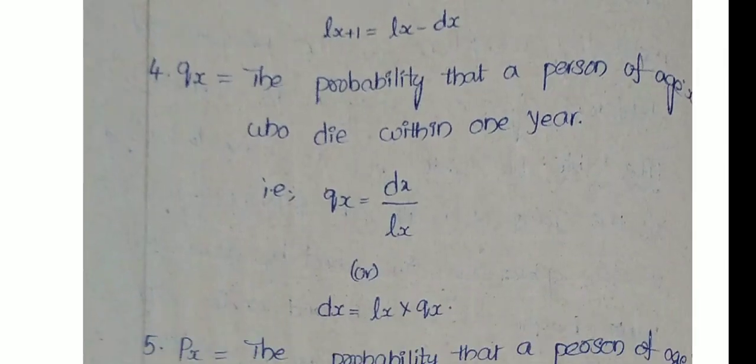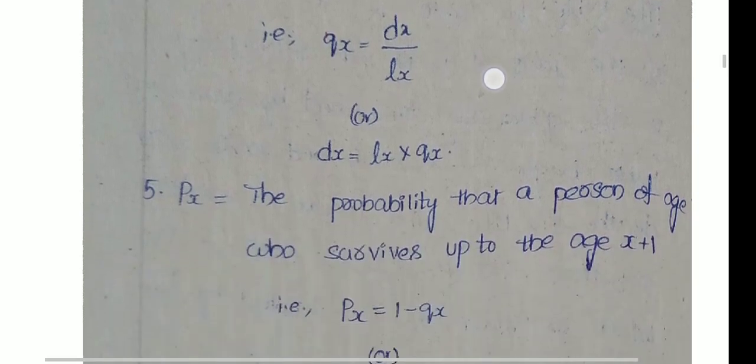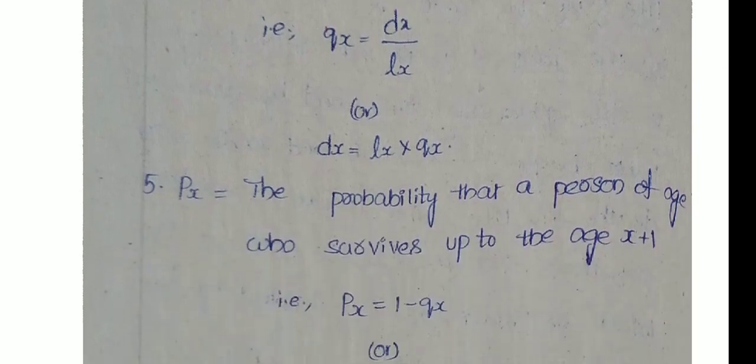qx is the probability that a person of age x dies within 1 year. Suppose at 20 years, he may die within 21 years. And the formula is qx is equal to dx by lx, or dx is equal to, sometimes we can write down, lx into qx.